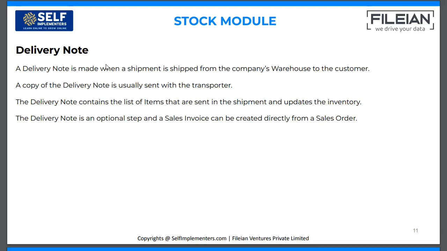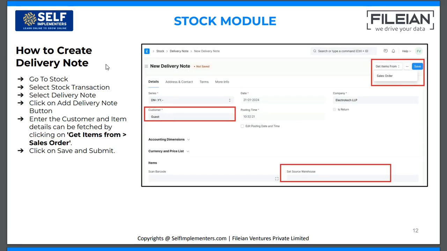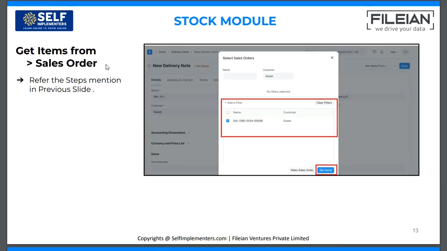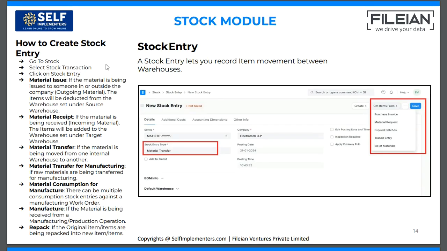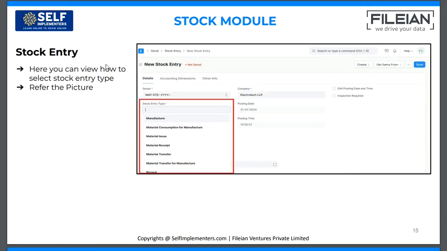Also, we will see what delivery notes are, how we can generate a delivery note from a sale order, and how we can dispatch that material through the delivery note to the customer. And we also create a stock entry if we need to transfer that material to the WIP warehouse from the store warehouse. And we will also check some of the stock entry types in the stock module.